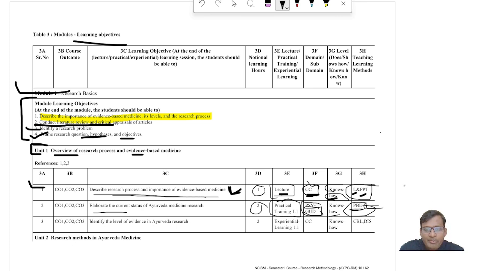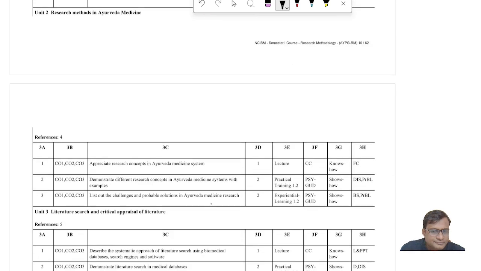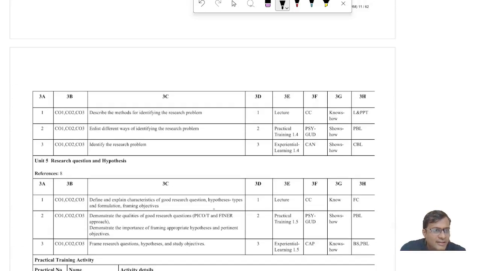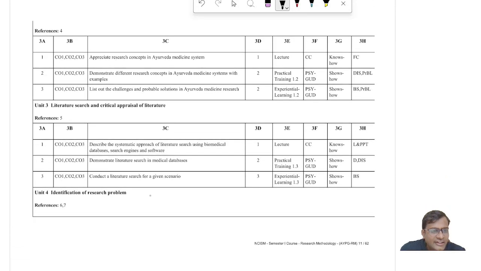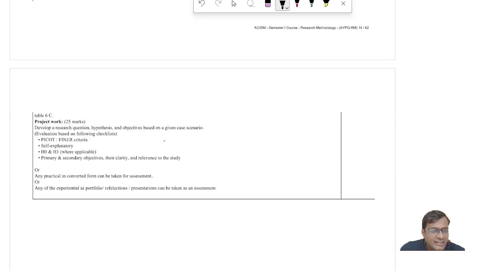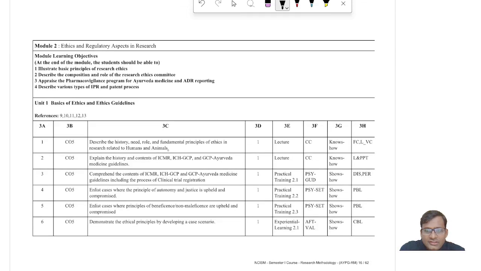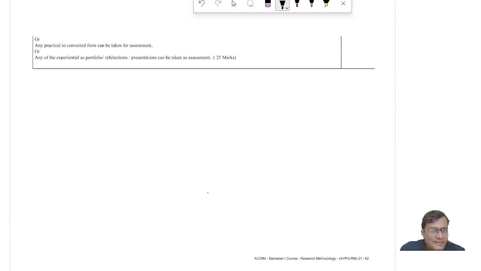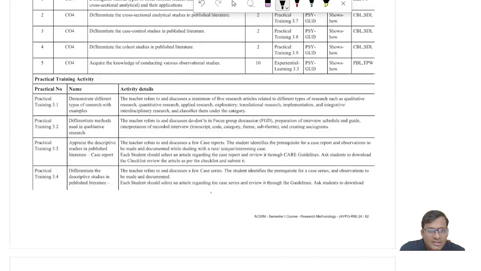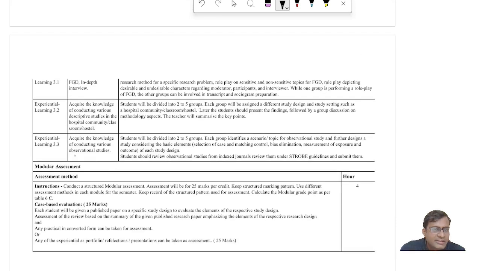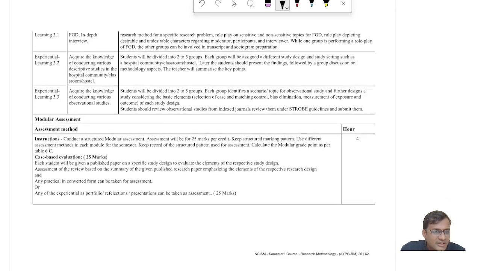So this is the basic structure in this particular curriculum. It has a lot of abbreviations, and like that each and every unit has been given in detail how to do that particular thing. So at the last we will see the assessment method.